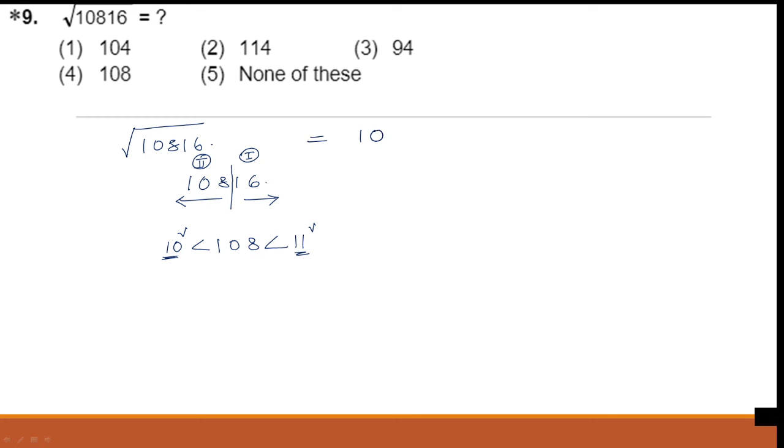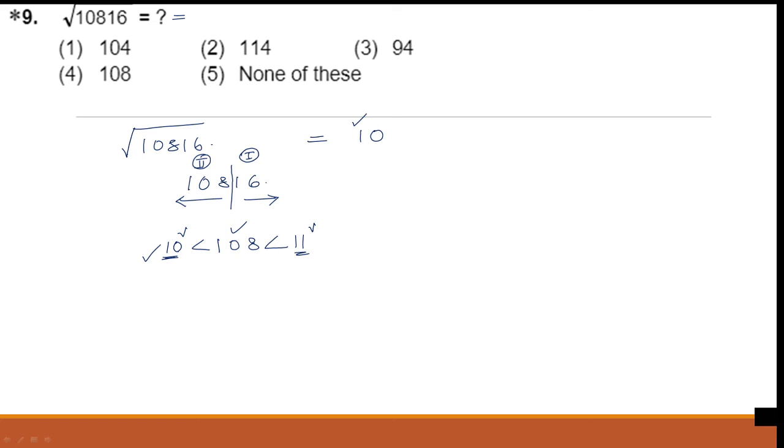10 is the smallest one. Means we got some part of the answer for this question. We got some part of the answer. Okay, this is clear. So 108 is in between which two squares? 10 square and 11 square. Okay, from these two, what is the smallest one? 10 is the smallest one, means we got some part of the original answer.